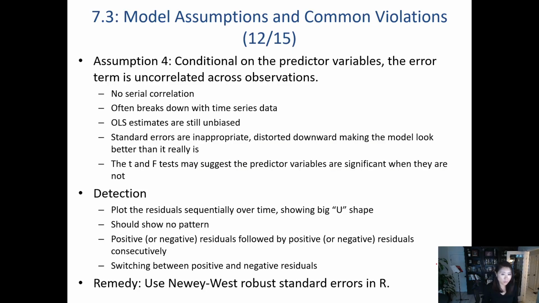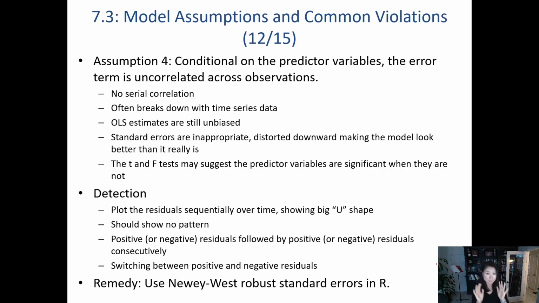Next, assumption number 4. We assume that, conditional on the predictor variable, the error term is uncorrelated across observations. Basically, there is no serial correlation. After we learn the regression model, we're going to move on to time series analysis. Many of the models we learn in that module are suitable for data that actually has serial correlation.